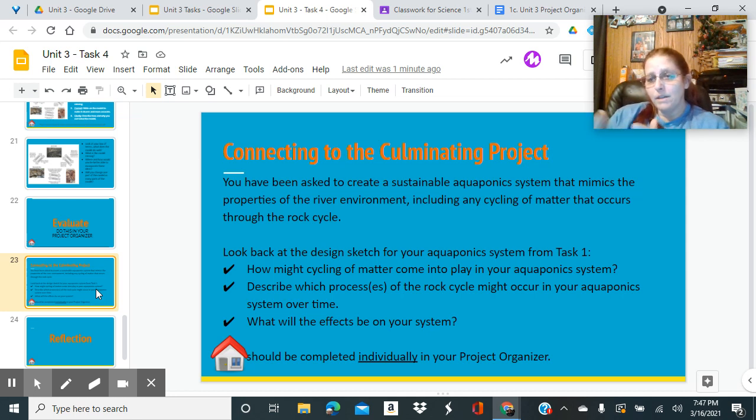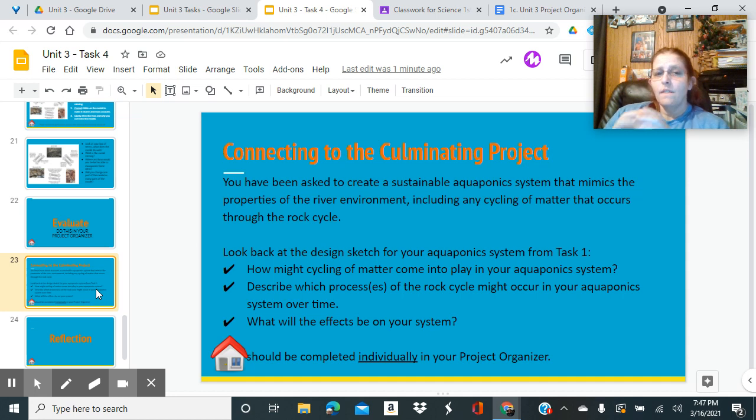How is your aquaponic system going to work? Is it going to use rocks? Hopefully, it would use rocks instead of dirt, because you don't really want that dirty water to get into the fish tank, because that's going to muddy up the water, so to speak.